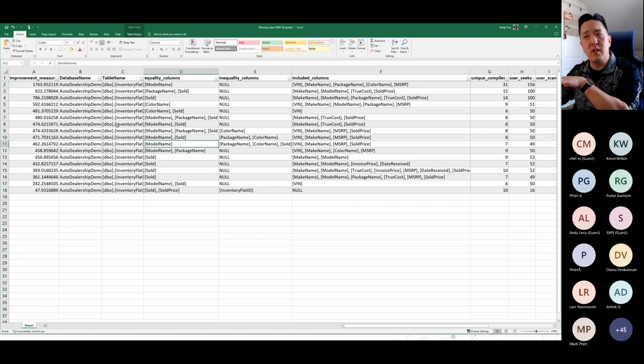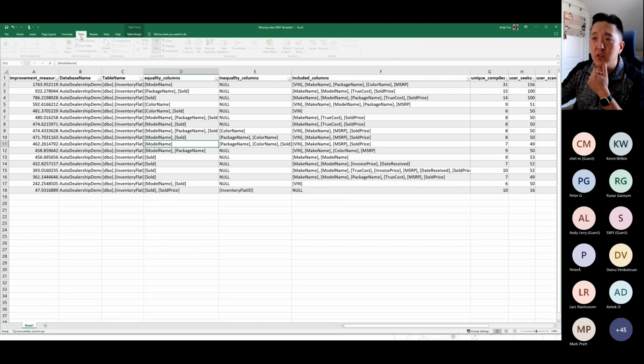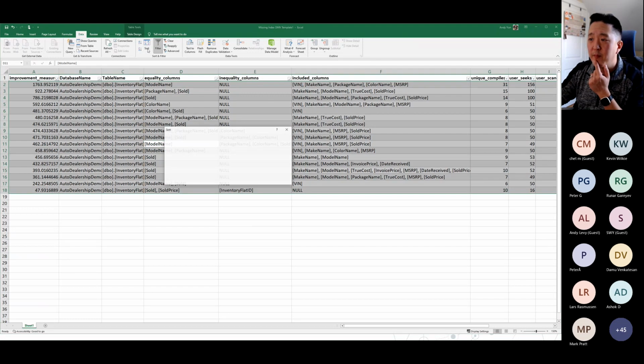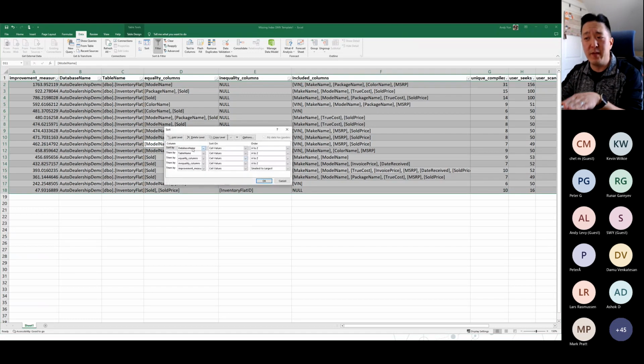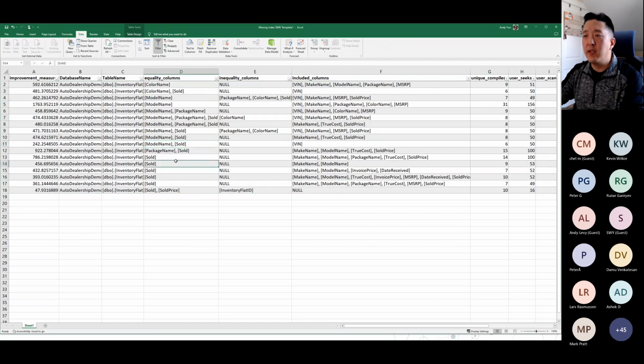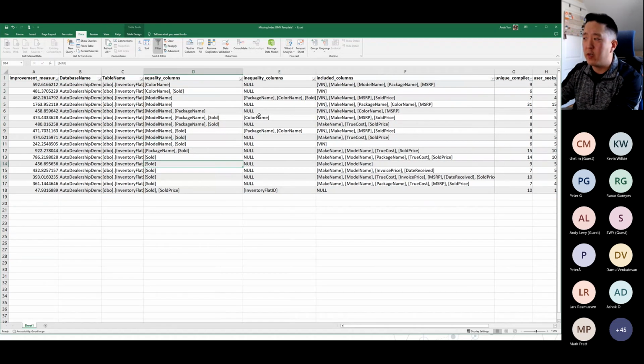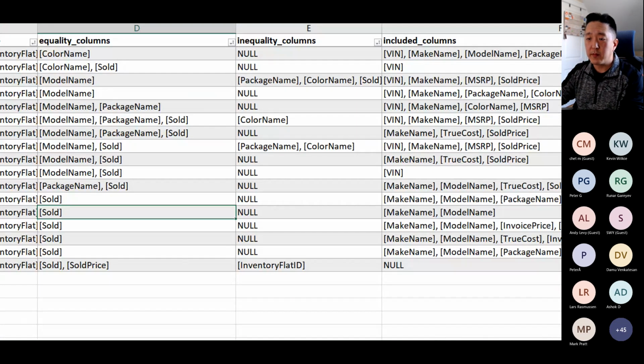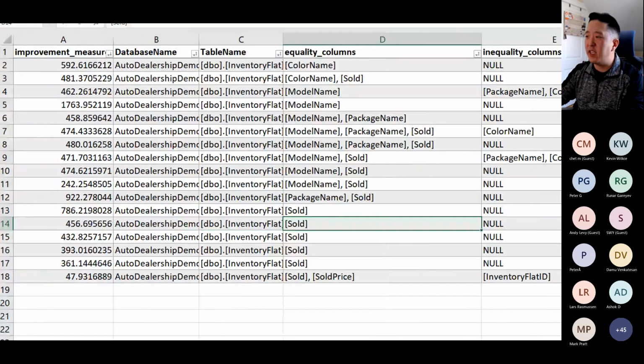So inside this Excel document, what I like to do is apply some sorting here. So let's see, go to the Sort tab. So I'll sort by database name, table name, equality columns, inequality columns, and then the improvement measure from largest to smallest. So now I'm going to have a better sense of where things kind of line up with one another, and then kind of get a ranking based upon that.